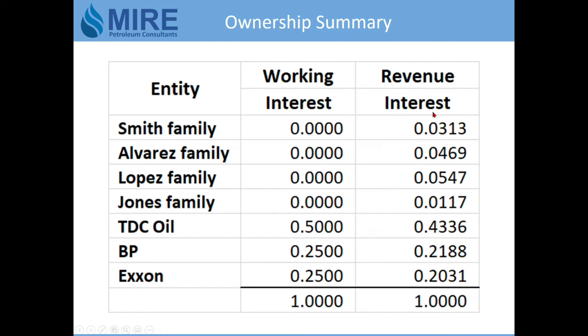Now let's look at the revenue interest. This shows who's going to get the money when you sell the oil. So the Smith family is going to get their royalty in the form of a revenue interest of 3%. And then the other landowners get this share, and then your oil companies get this share of the revenue. So it adds up to 100. So that's how you divide up the ownership of a well based on surface acreage participation.